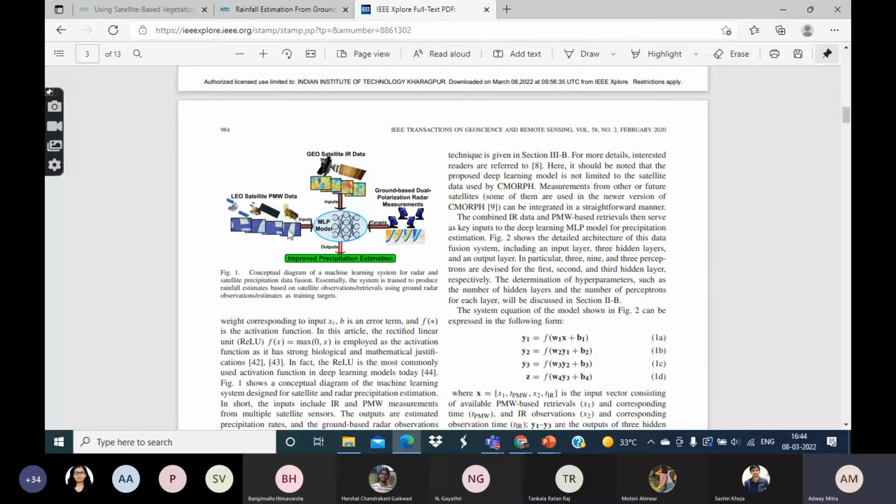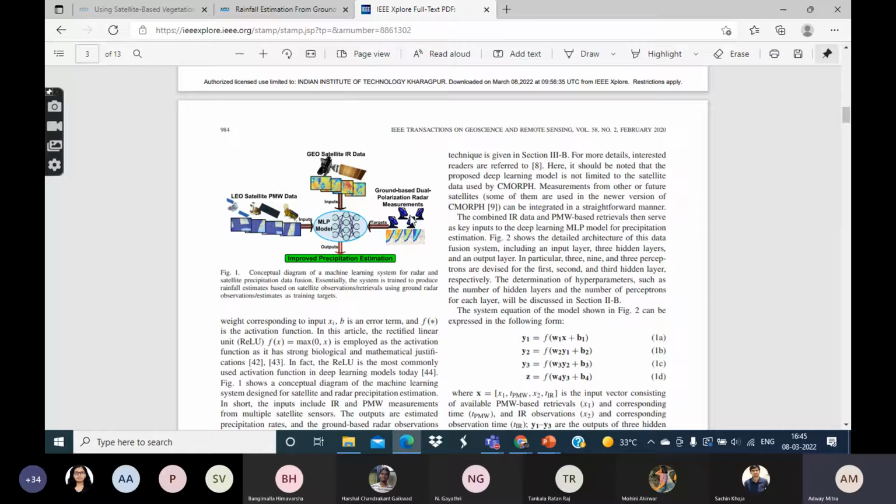So the inputs are coming in from two sources. One is the geosatellite IR data, which is of course a set of infrared images, and then there is the LEO satellite. So there are two satellites, Geo and LEO. One is sending infrared data and the other is sending PMW data. So you can say both are sets of imagery.